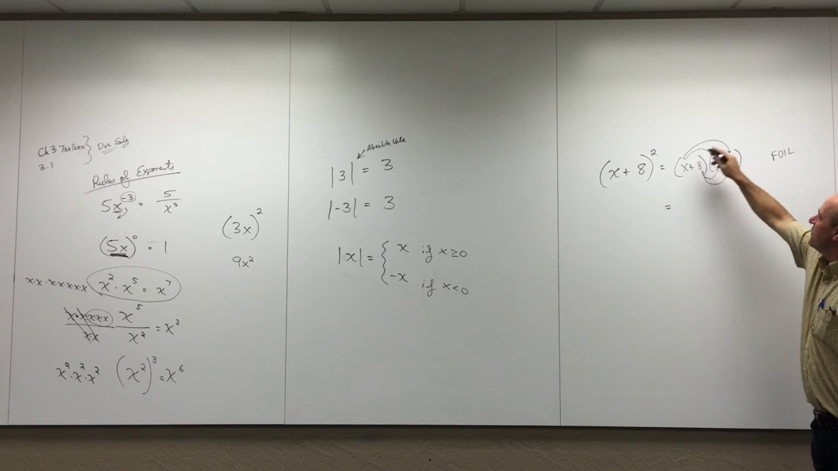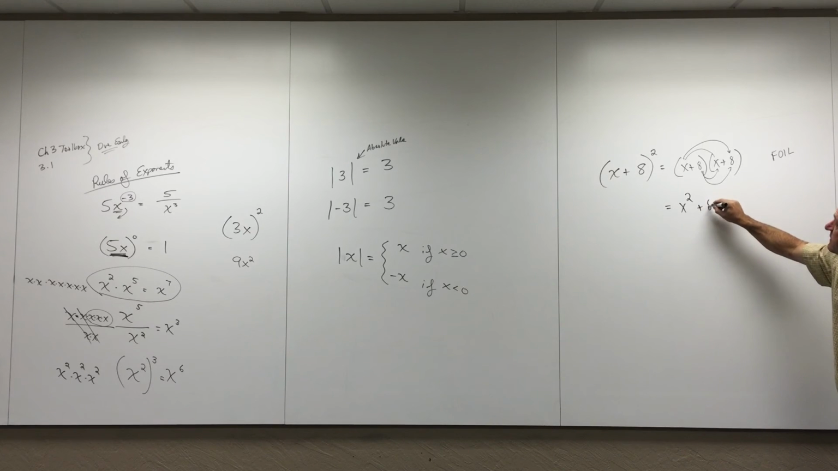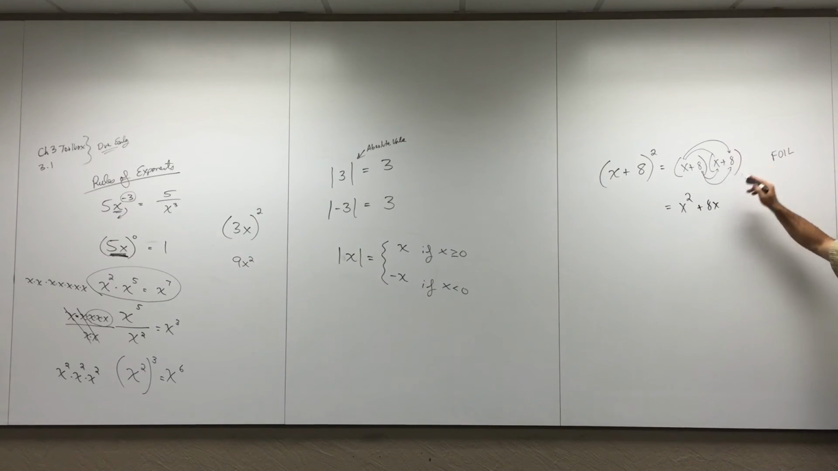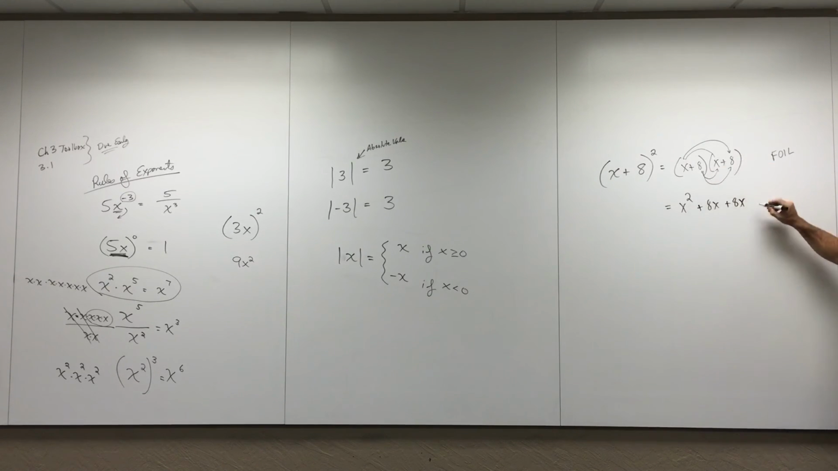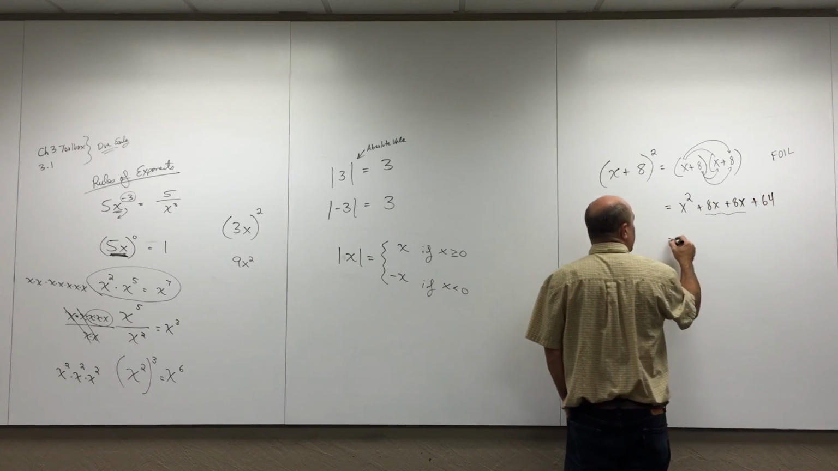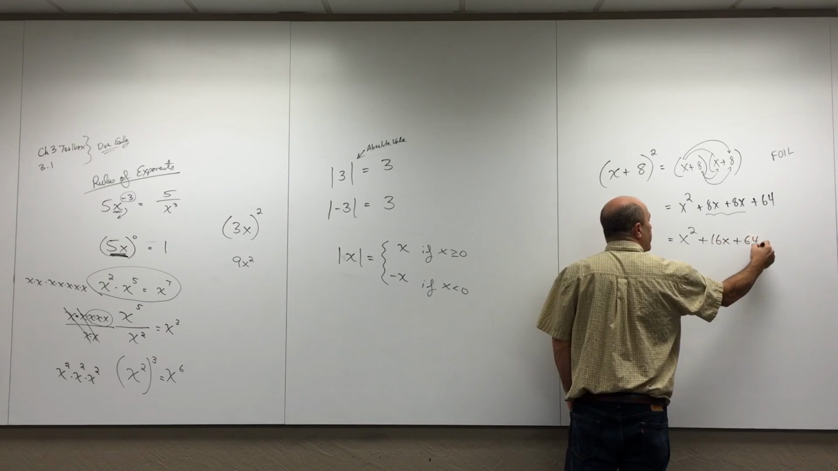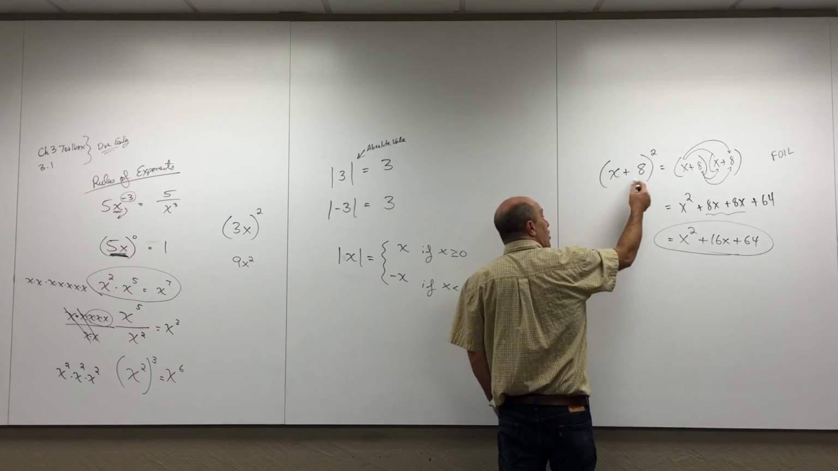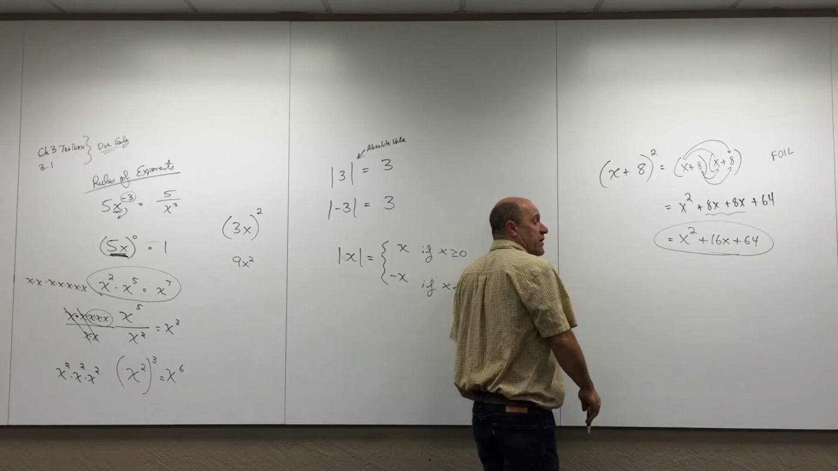Here we go. You get an x squared. You get an 8x. Here comes the 8 times x again, so that's another 8x. And then you get an 8 times 8, which is 64. You add up these middle terms, and this is what you get: a typical trinomial. A binomial squared is usually this trinomial, not always.